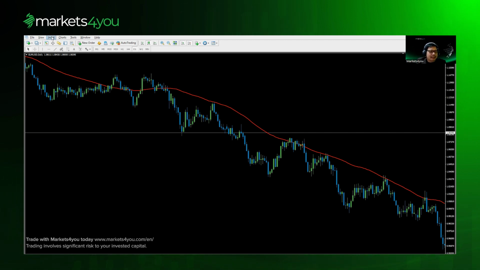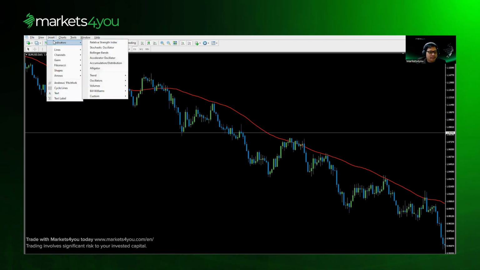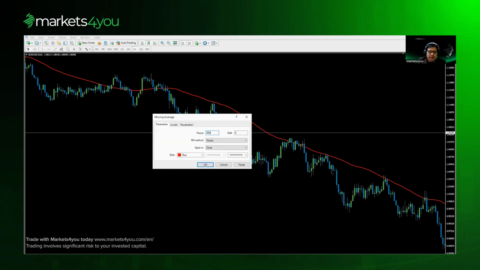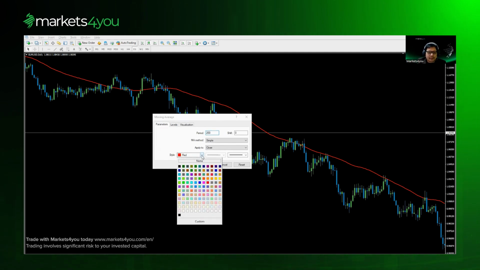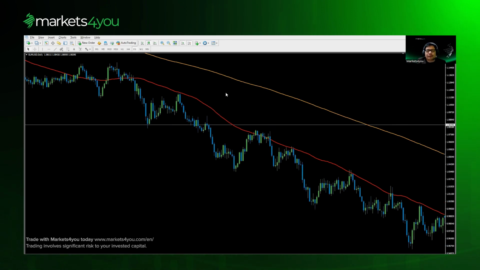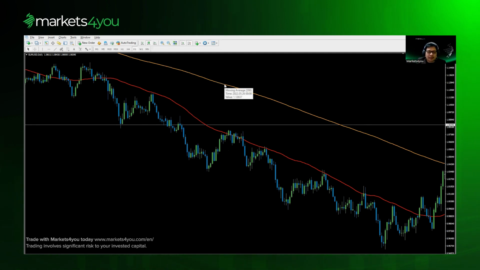So now let's add the 200 period SMA. We can use the same steps: indicators, trend, and then moving average. Then we create 200, but choose a different color. In this case, I'm going to use orange. Now you can see that we already have two moving averages here. The first one is the 50 period moving average using the red color, and the second one is the 200 period simple moving average using the orange color.